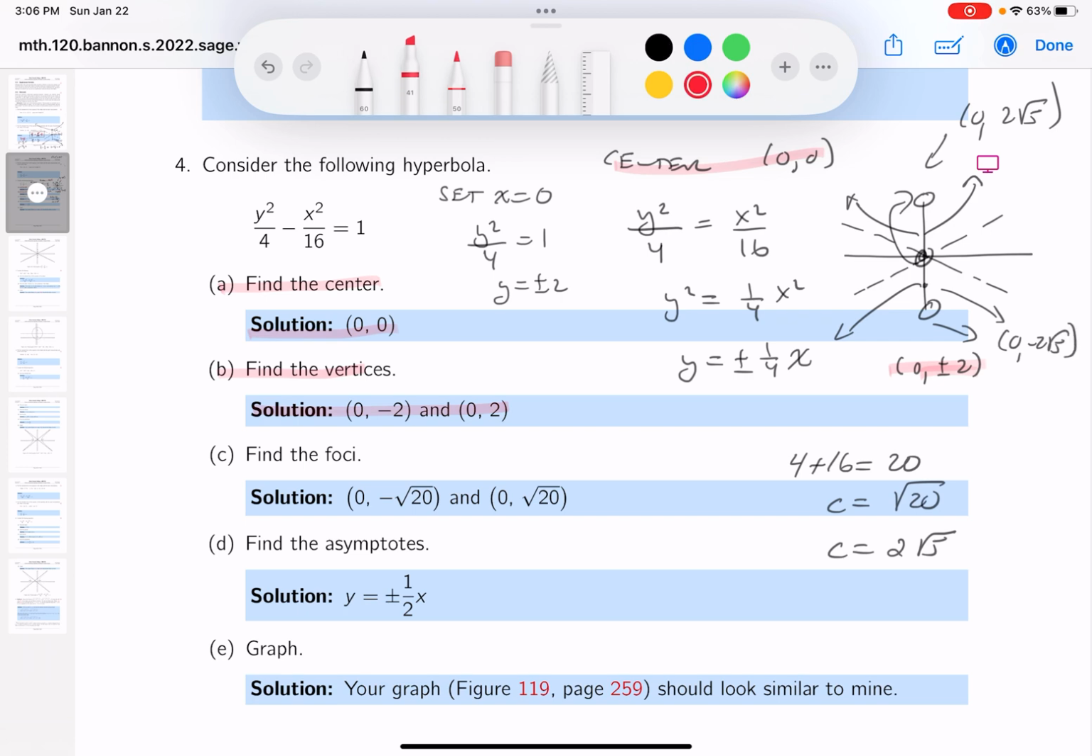All right, let's see if we did that. They didn't simplify. They just put down root 20. That's fine. All right, got the foci. Asymptotes, I believe we did before. That's written over here. And I made a mistake.